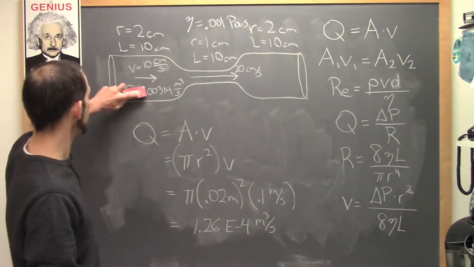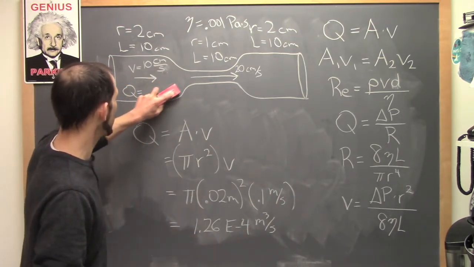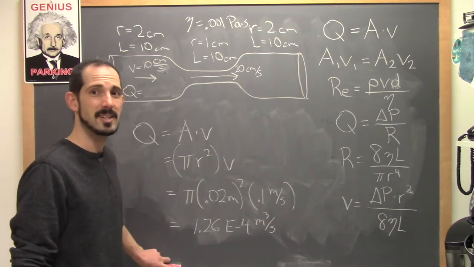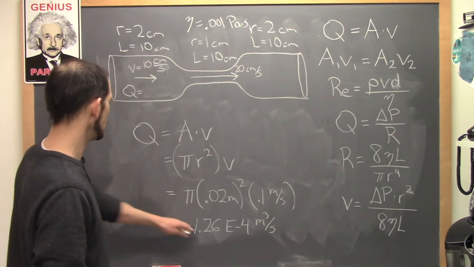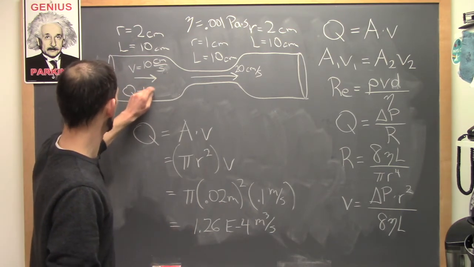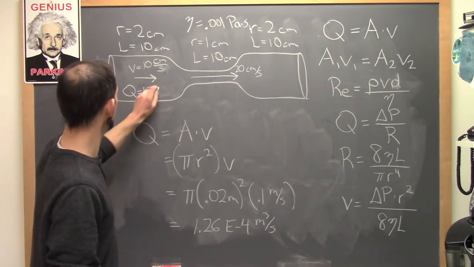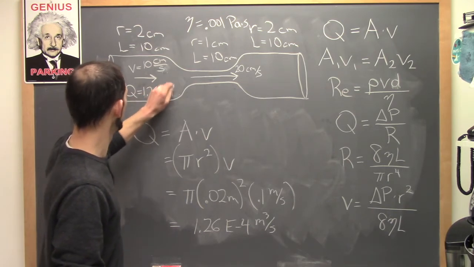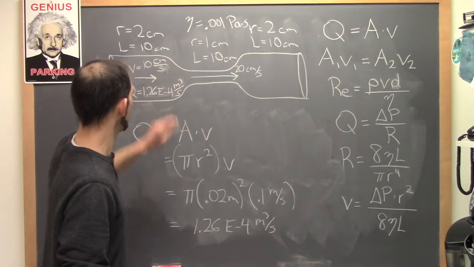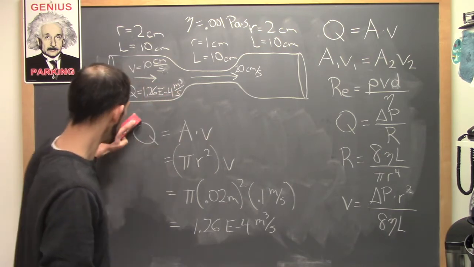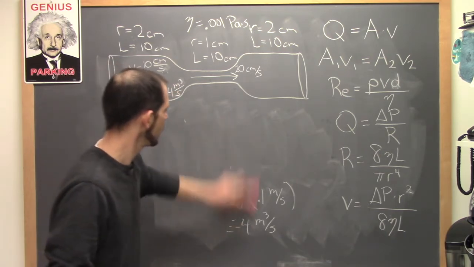You'll see a previous value of Q that I put up here in a part of the video that I got rid of because I did a miscalculation. So 1.26 times 10 to the minus 4 meters cubed per second. All right, perfect. Have the flow rate.